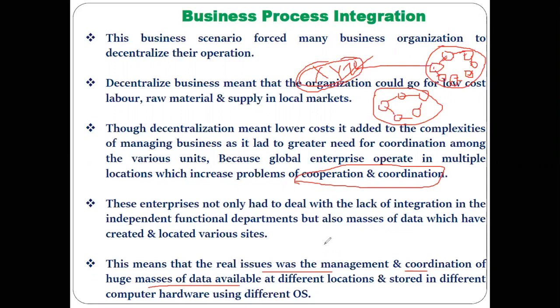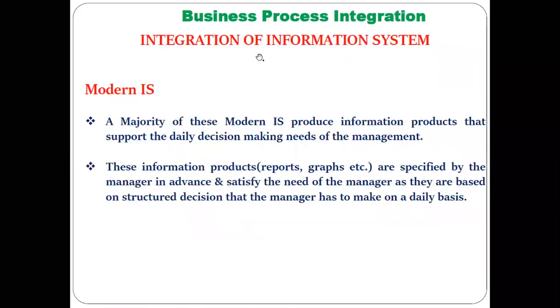Now, in order to handle all these problems that we have discussed, the only one solution to all these is nothing but the integration of information systems. The solution to all this is nothing but what? Integration of information systems. All the units of the businesses must be linked with each other, as well as all the functional departments which are working there must be linked with each other. Understood. And this concept is nothing but called the integration of what? Information systems. Understood this point?